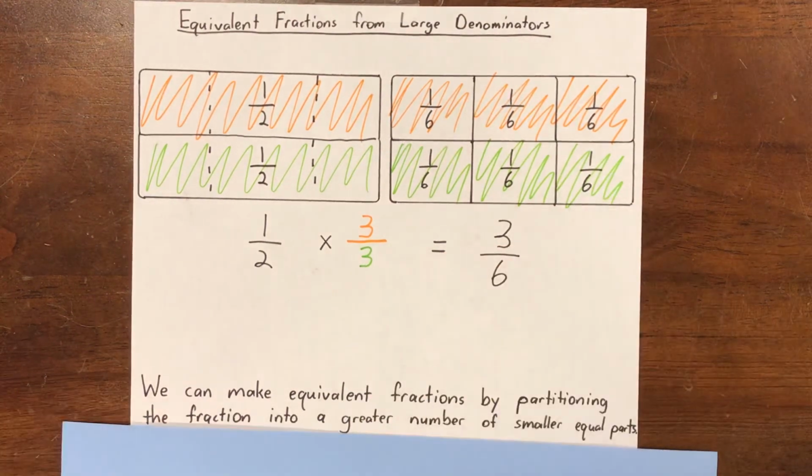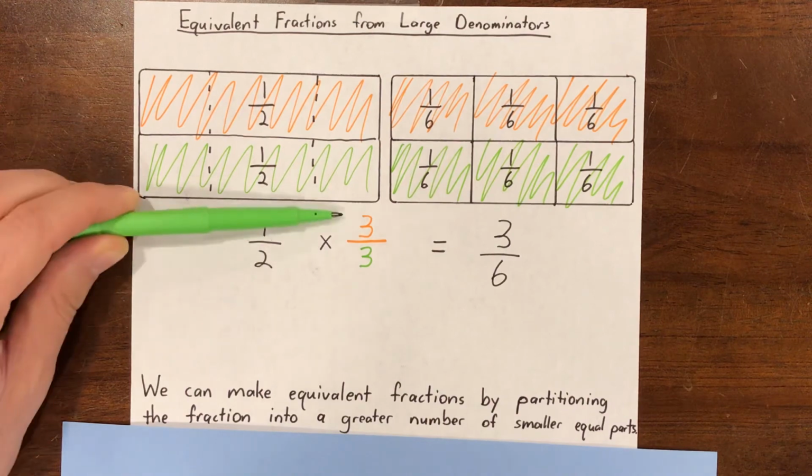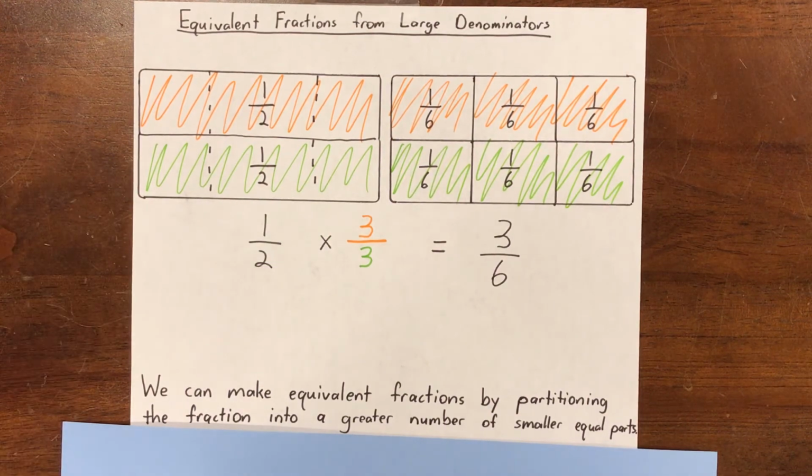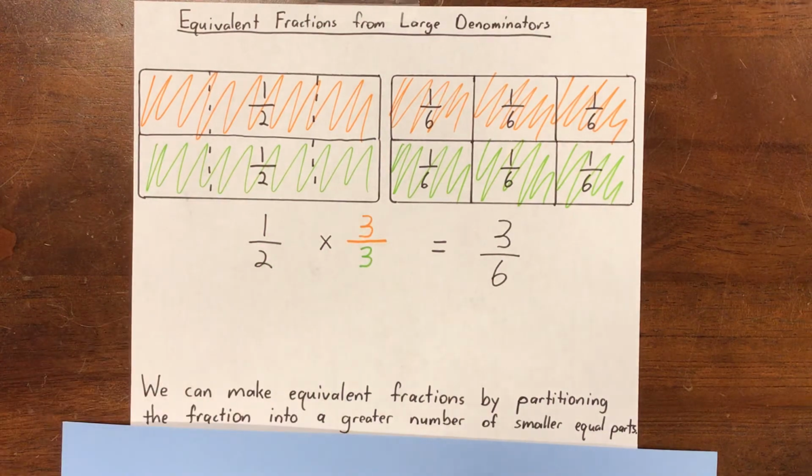times 3. So it looks like what we actually did here is we multiplied our numerator and our denominator both by 3. Look back at the model where we went from 1/2 to 3/6. Why does it make sense that we multiplied the numerator and the denominator by 3? Say it out loud.